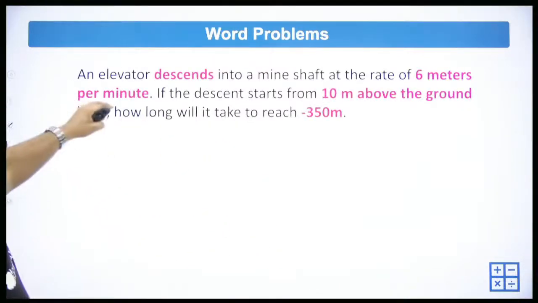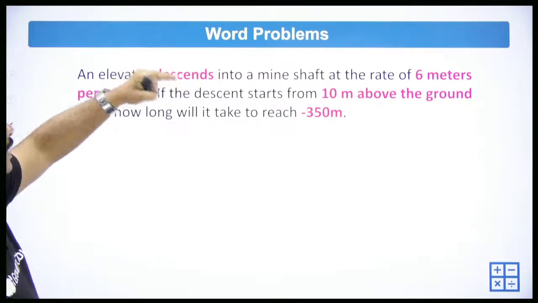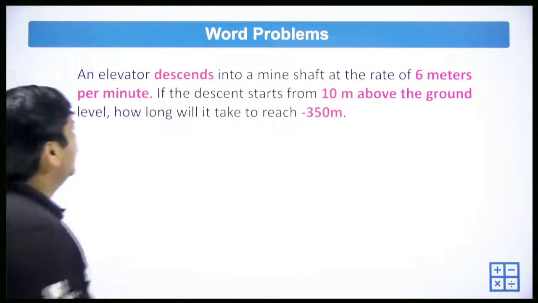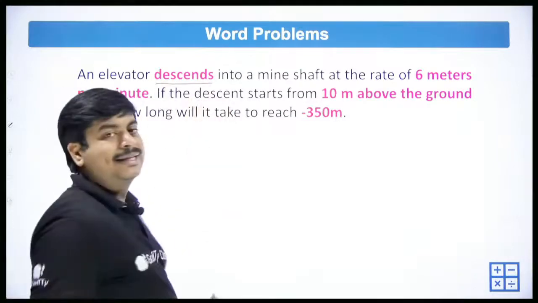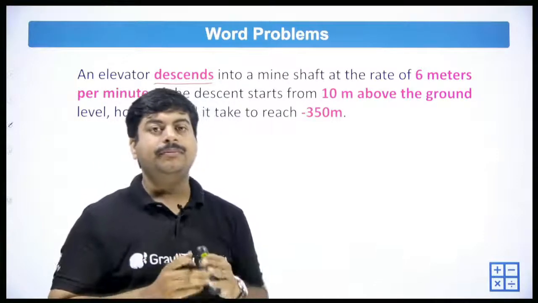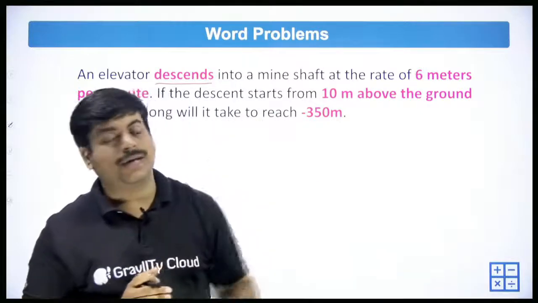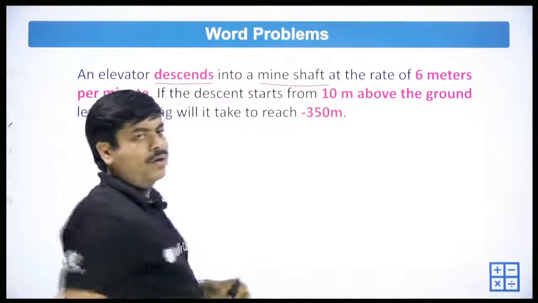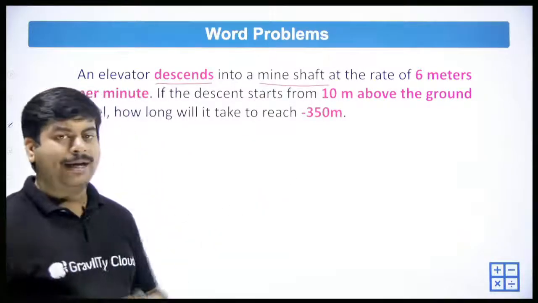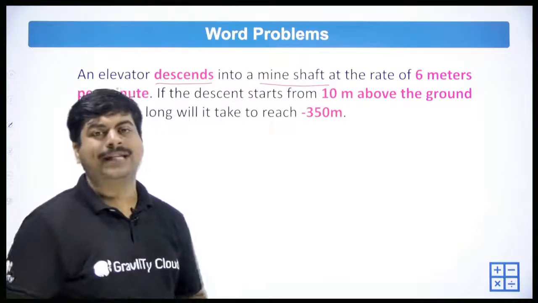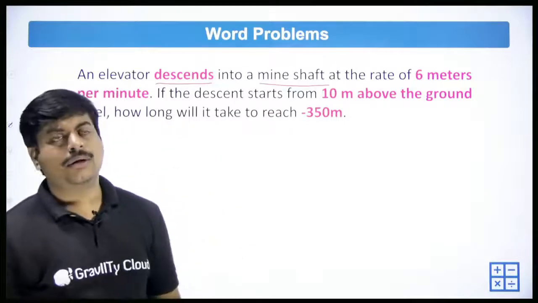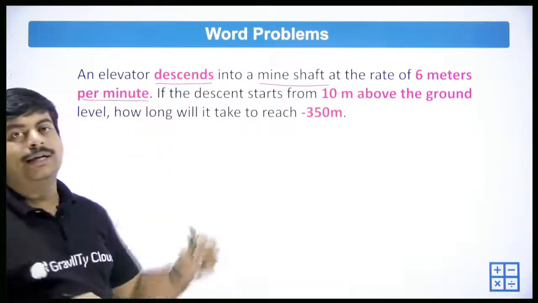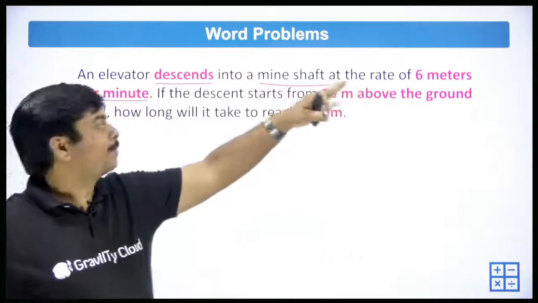An elevator descends into a mine shaft at the rate of 6 meters per minute. Descends, what do you mean by that? Descends means going down. It's going down. An elevator descends into a mine shaft. Mine means there is a mine area where you are doing mining. So it's moving down at the rate of 6 meters per minute. Every minute, it is moving at a rate of 6 meters.